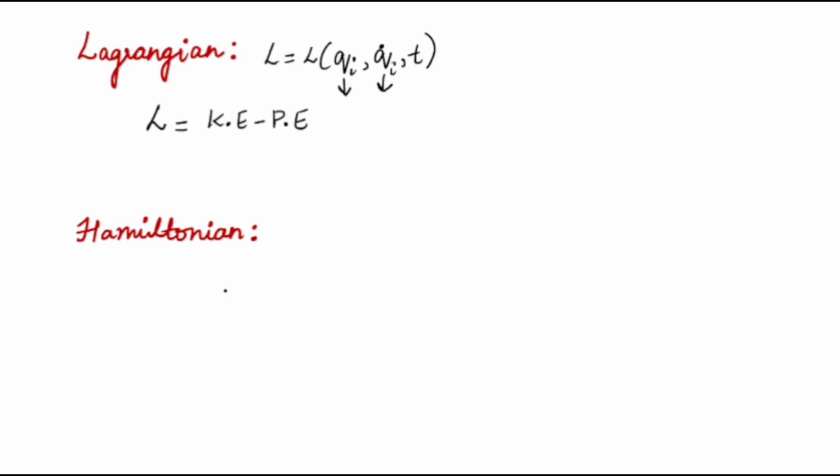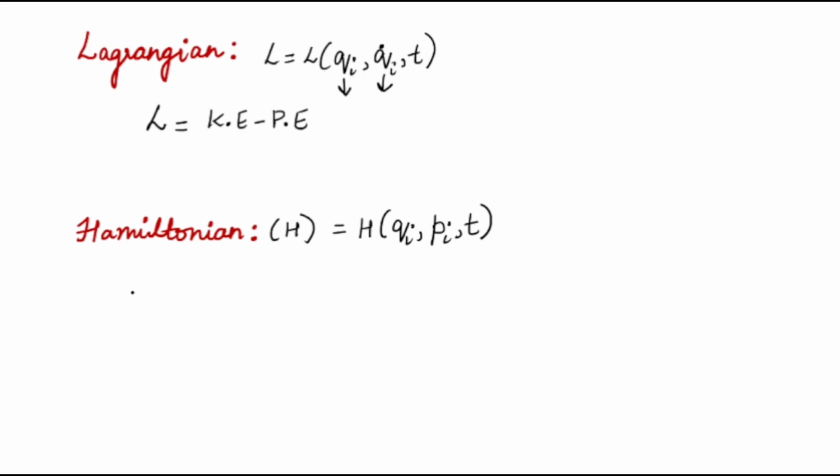Next we are going to Hamiltonian. The symbolic representation of Hamiltonian is H. In the previous slide I showed that the symbolic representation of Lagrangian is capital L. In a similar way that I defined Lagrangian, I am going to define Hamiltonian now. Hamiltonian is a function of generalized coordinate, and instead of generalized velocity, it will be generalized momentum and time.